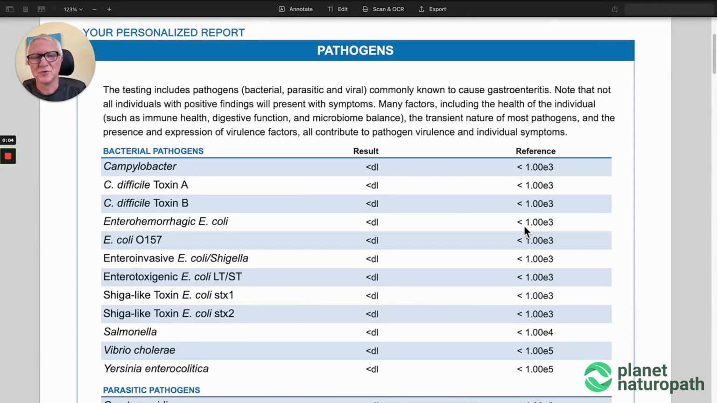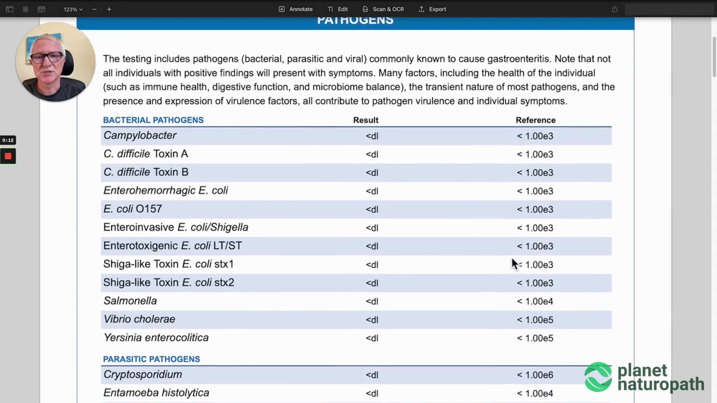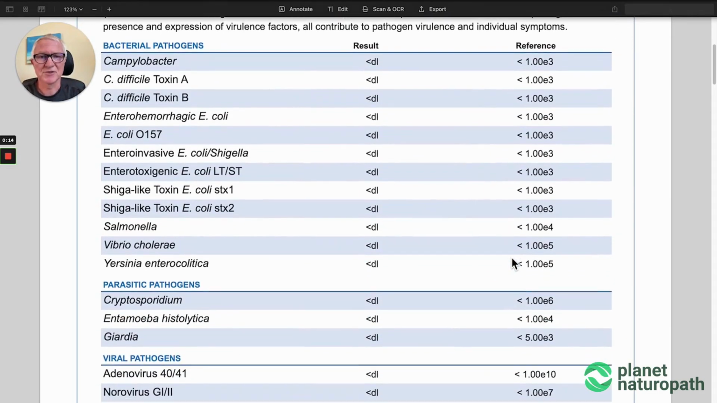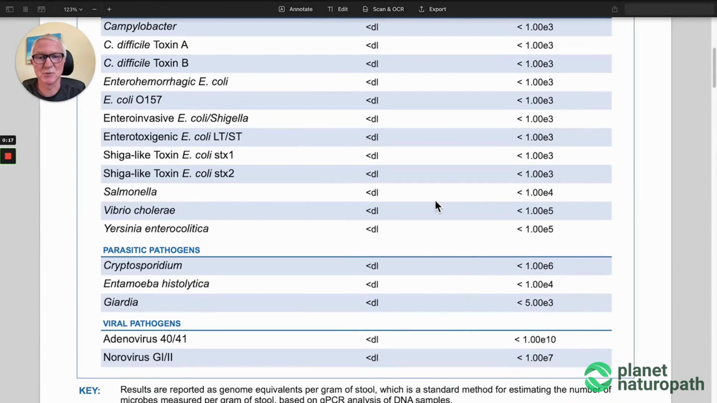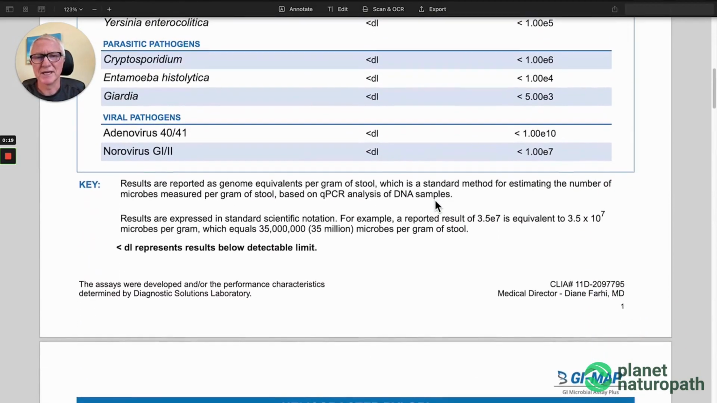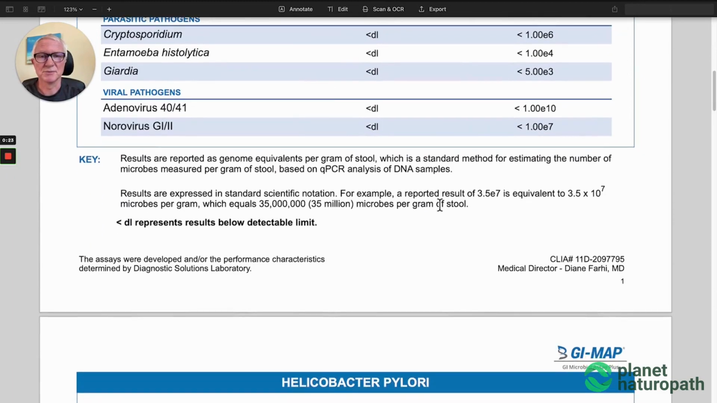I've made a few videos about the GI map stool test before, and in this video we're going to focus on the opportunistic bacteria section. So in each test you've got the different pathogens, parasites that are the more serious ones, and many people are negative for that, but it's actually the opportunistic bacteria that usually cause most of the problems.